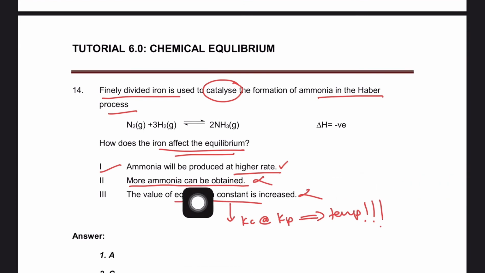More ammonia is produced? No. Okay, not more. A catalyst will not increase the amount of products formed. And finally, the equilibrium constant, can the value be increased? No. Please remember, Kc and Kp only change with an increase or decrease of temperature.